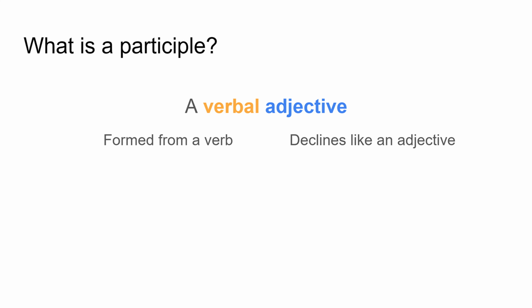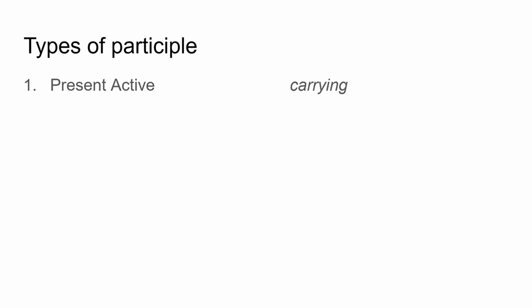So because a participle is formed from a verb, that means it has a tense, like a verb, and a voice sometimes, so active or passive. In this case, we're going to talk about active verbs. And because it's like an adjective, it has a number, a gender, and a case. Now there are several types of participle. One is the present active participle, which translates as carrying, like the carrying man, or the man carrying the books.